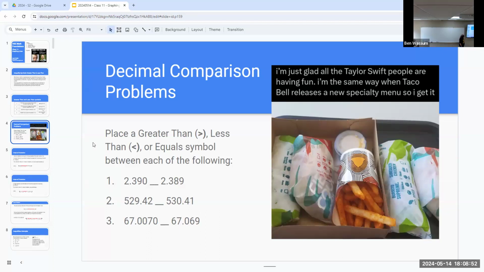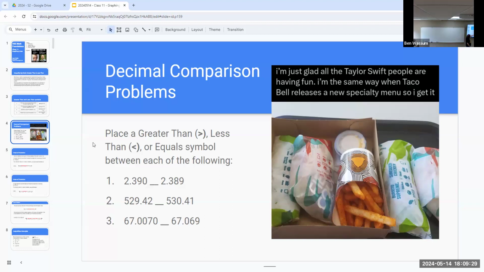Next one, 529.42 versus 530.41. That is true. I am disappointed because I always put that in there hoping that somebody looks at the 2 versus the 1. So catching up, always. I had one class that got all of them wrong, and I was strangely happy about that because I made them all to be trick questions. So, but yes, it is going to be the 530.41.